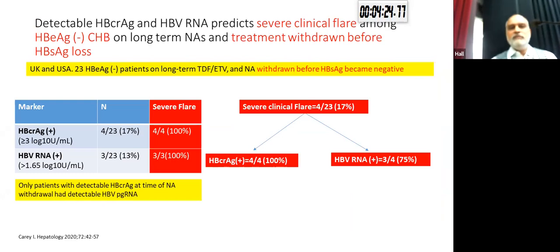And similarly, in E negative patients, detectable core-related antigen and RNA predict severe clinical flares after stopping therapy. And as we can see, core-related antigen was positive in 17% and RNA was positive in 13% at the time of stopping, and all the patients developed clinical flares. So this could be a very valuable marker to select patients in whom to stop therapy.